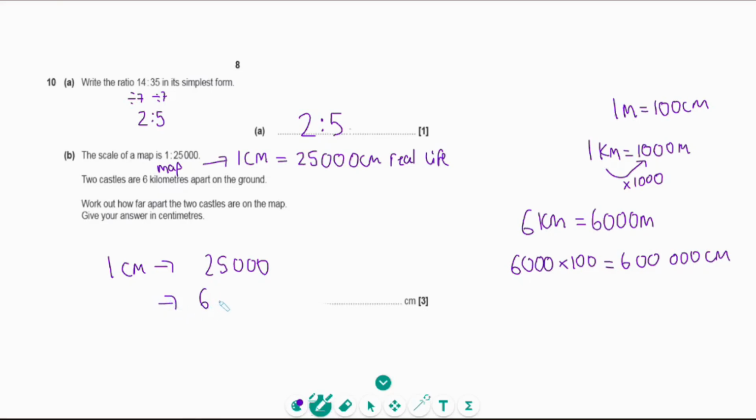So we know these castles are 600,000 centimetres apart in real life. So if I divide that by 25,000, because each centimetre is 25,000, we get 24 centimetres. So they are 24 centimetres on the map.